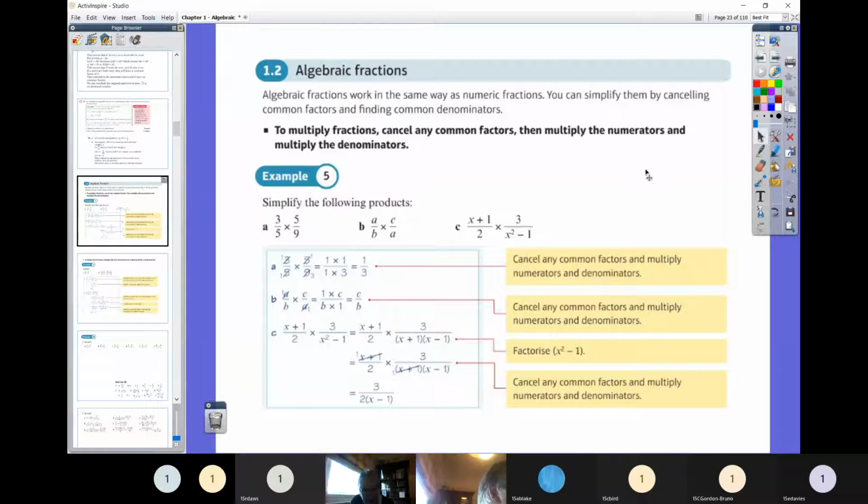So just talking you through the example. Obviously, when we're multiplying fractions, it's just top times top, bottom times bottom. All right, you know that. So example 5 isn't anything new.